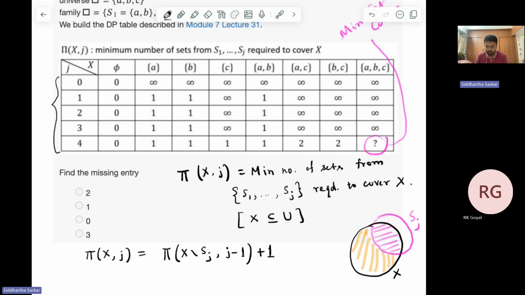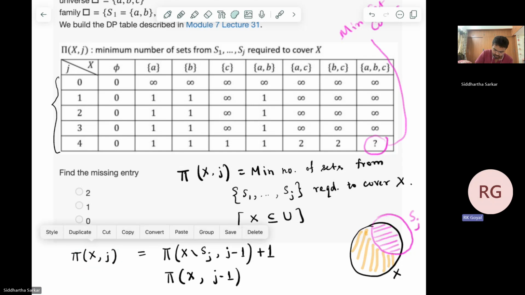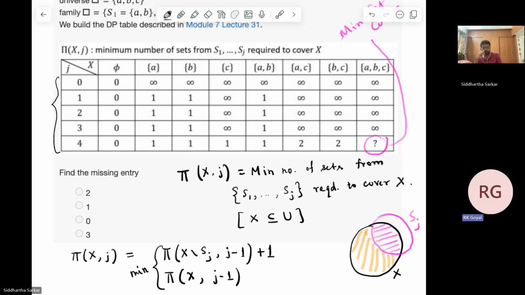The other possibility is that you have definitely not taken Sj. If you have not taken Sj, then you are forced to cover X using the sets from 1 to j minus 1. So this is the scenario corresponding to not taking Sj. Are there any more possibilities? Yes, the first possibility is okay, and the second one is okay, and we take the minimum of these two. It's fine.